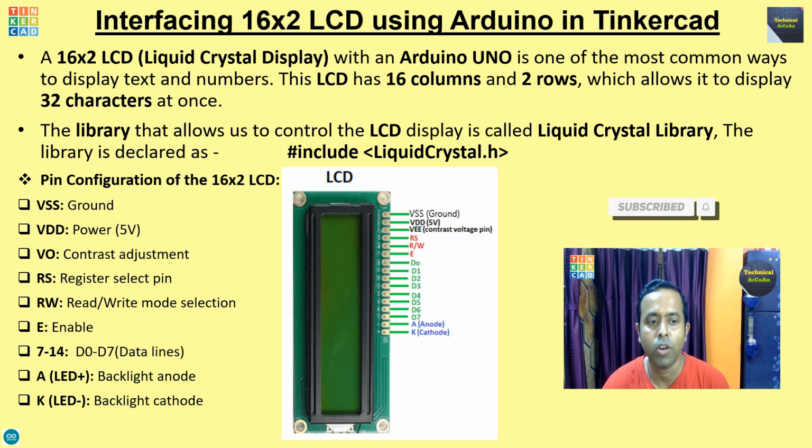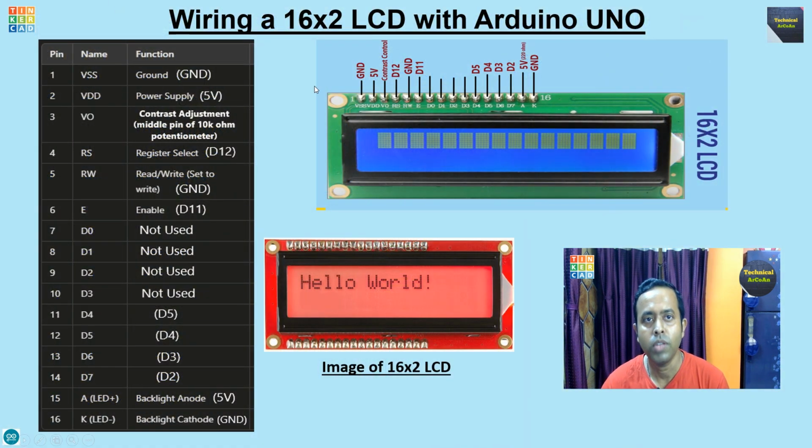And next one is A for anode, which is the LED plus, the backlight anode, and another is K, which is the cathode, the LED negative, means the ground is connected with that, right? So this is the 16x2 LCD image, and these are the pins, whatever I have already discussed, right? Now the wiring of a 16x2 LCD with Arduino UNO, so this is given, already we discussed.